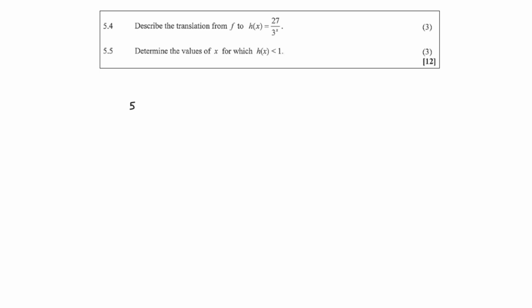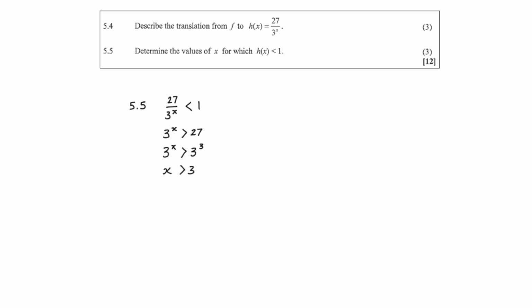Let's look now at question 5.5. Determine the values of x for which h(x) is smaller than 1. Now, there are 3 possible methods that you can use. Let's look at the first method. h(x) is 27 over 3 to the power of x. So we can say 27 over 3 to the power of x is smaller than 1. Then we multiply by 3 to the power of x to the right, and then 27 is smaller than 3 to the power of x. And this can be rewritten as 3 to the power of x is bigger than 27. 27 can be written as 3 to the power of 3. And now that the bases are the same, we can look at the exponents and then say that x is bigger than 3.